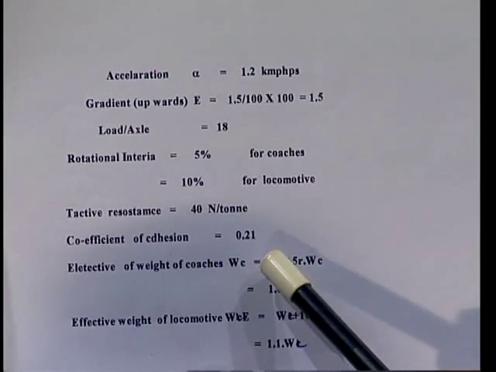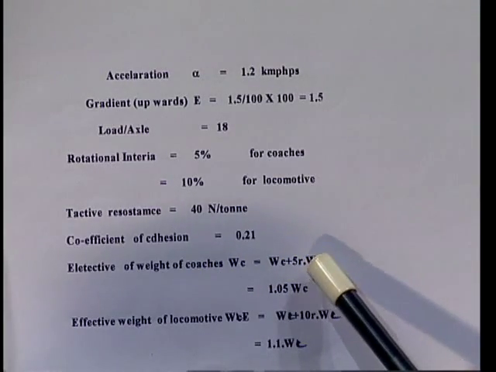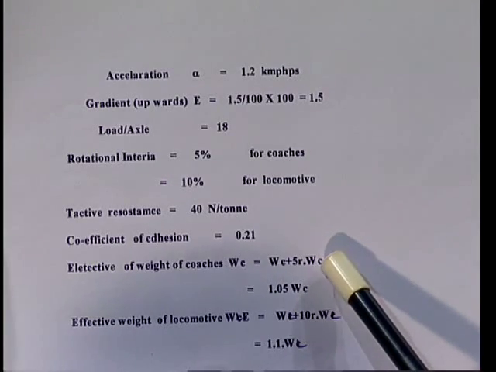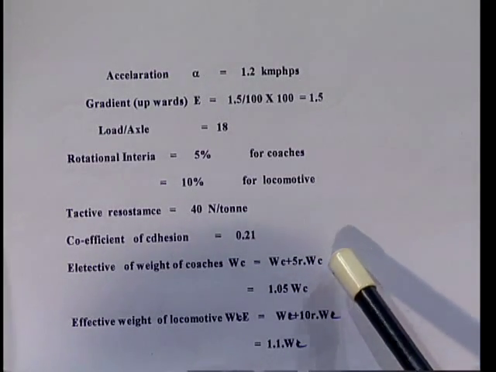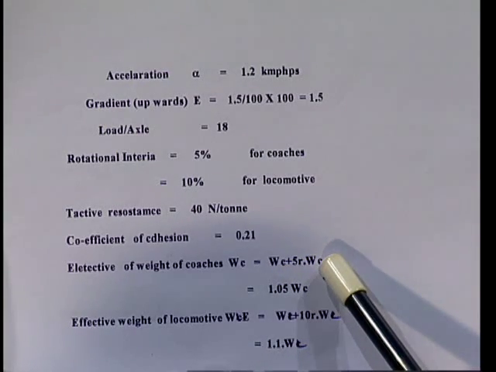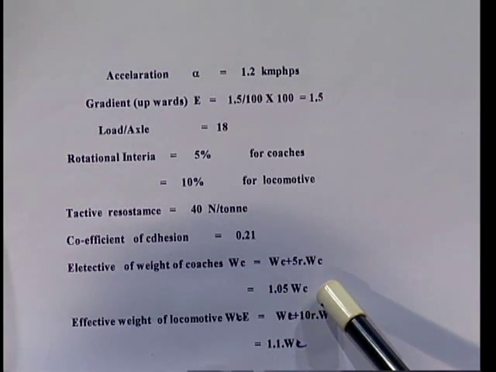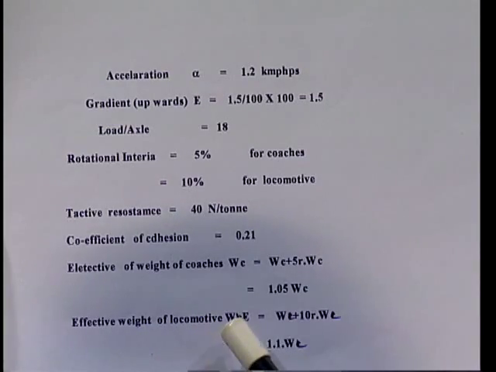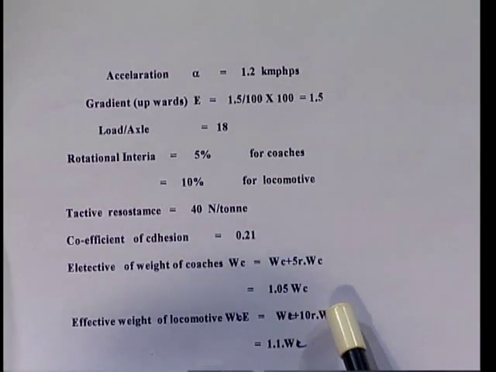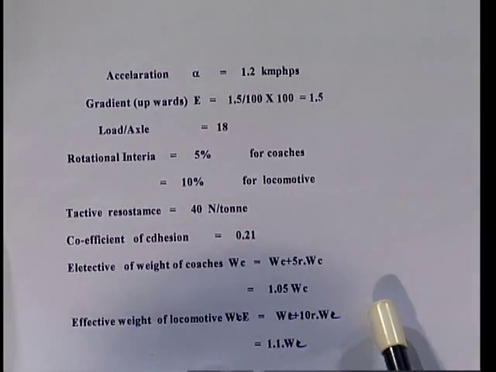The effective weight of the coaches, W_CE, is equal to W_C plus 5% rotational inertia into W_C, that is W_C plus 5% of W_C, which is equal to 1.05 W_C. Next, the effective weight of the locomotive, W_LE, is equal to the weight of the locomotive plus rotational inertia, 10% of the weight of the locomotive, that is W_L plus 10% of W_L, which is equal to 1.1 W_L.